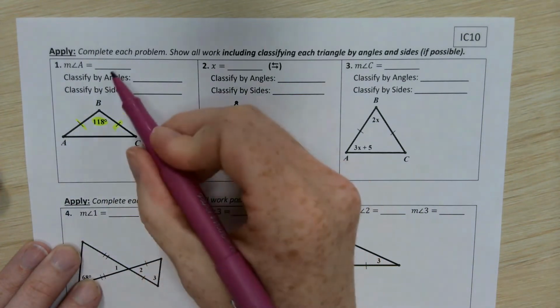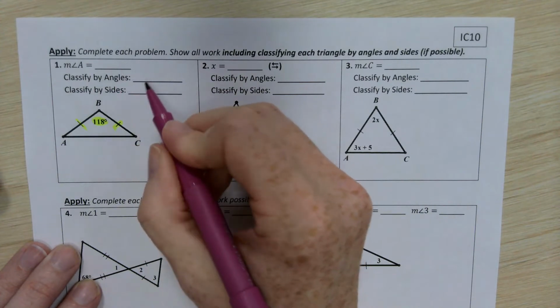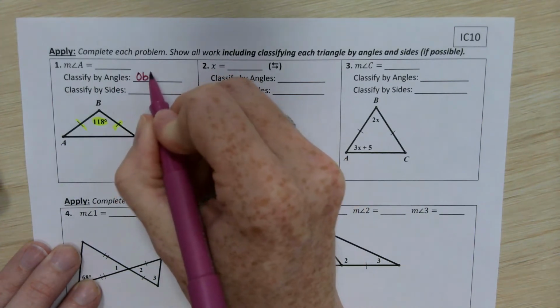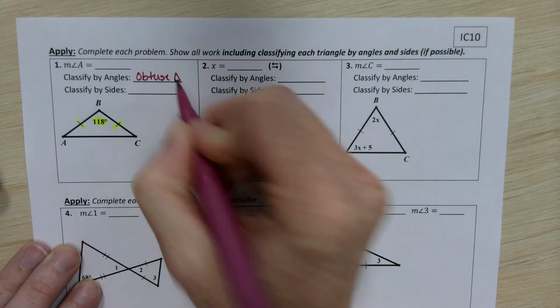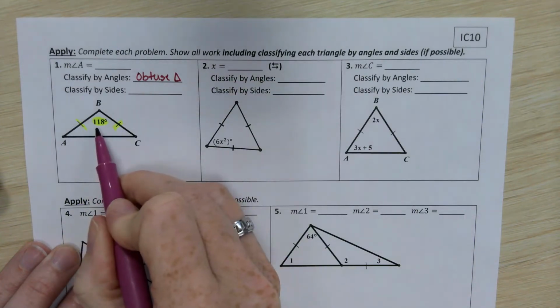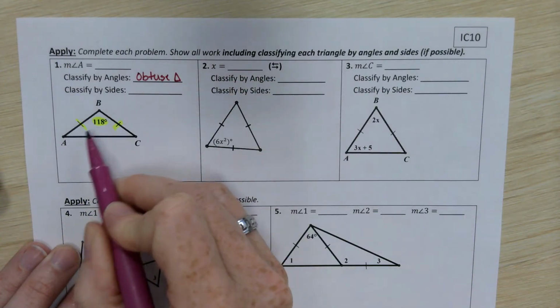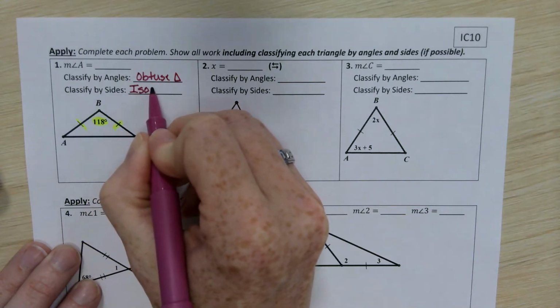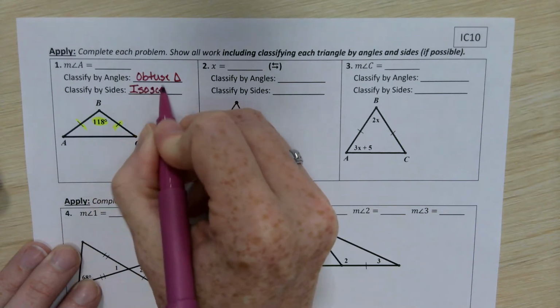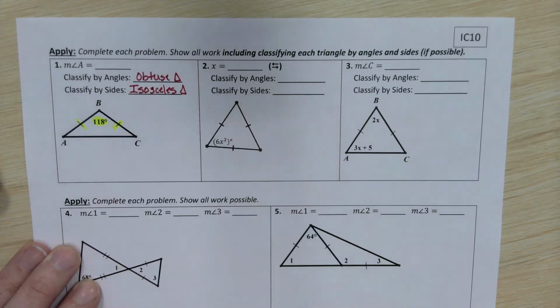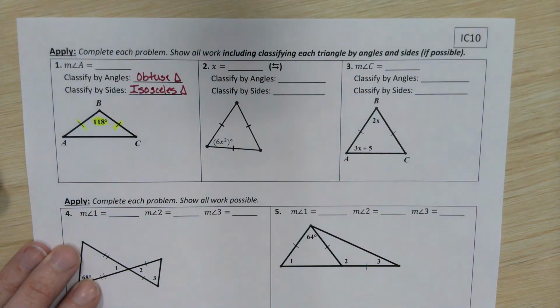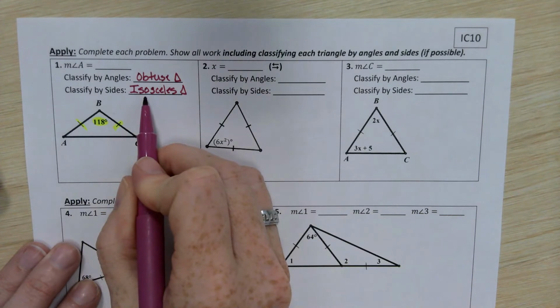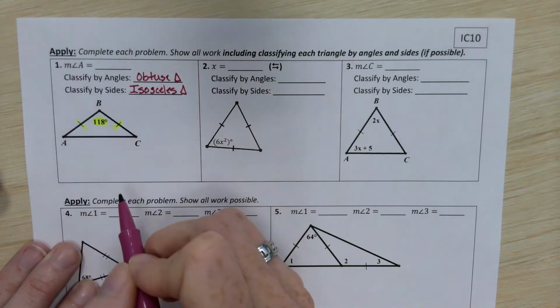So without even finding out any other angle measures, I know that this triangle is going to be obtuse based on its angles, because that 118 is bigger than 90. And then because it has 2 congruent sides, I can tell that this is going to be an isosceles triangle based on its sides. That isosceles fact is also going to help me to find angle A.